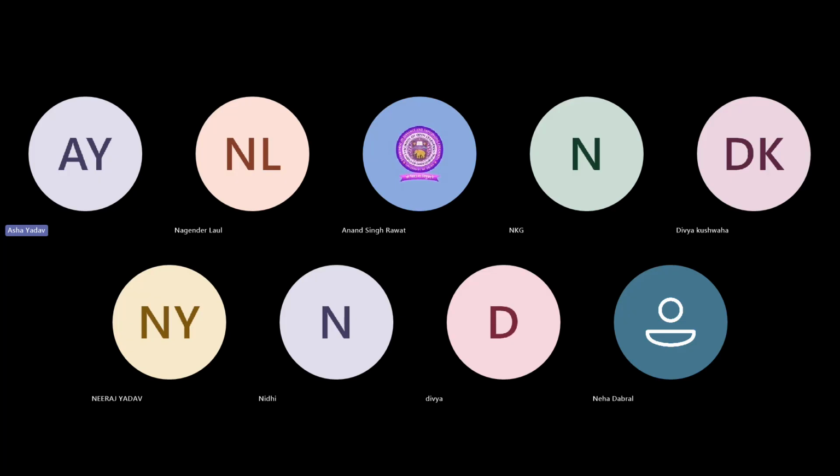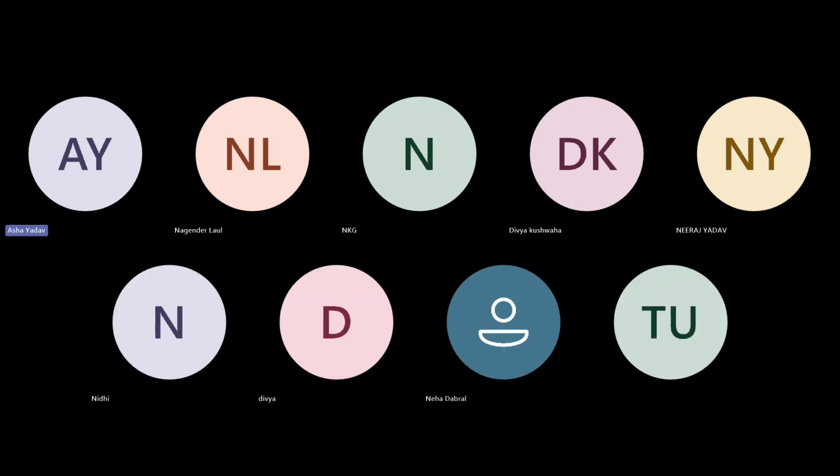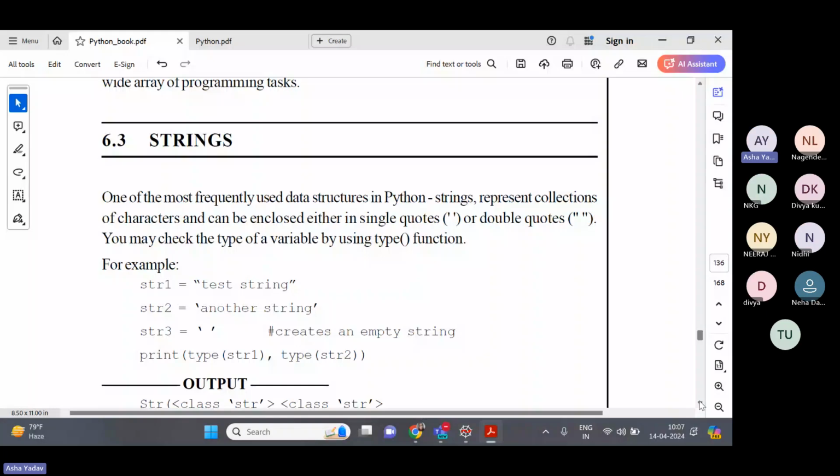Effective and easy. So the very first data structure that we are going through is strings. A string is a collection of characters. When I collect a lot of characters together, they become a string, right? So what is the use of string?